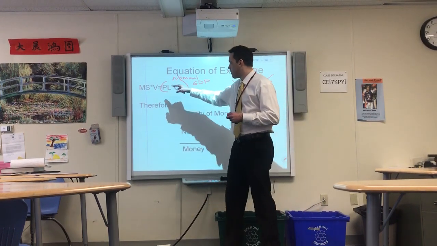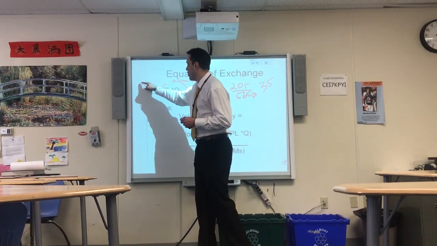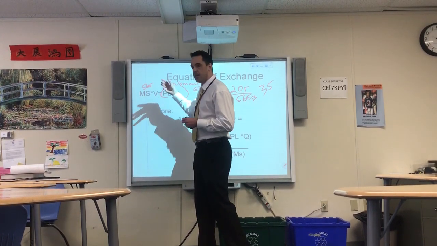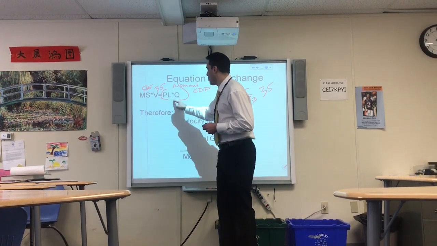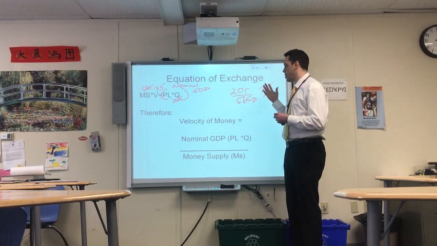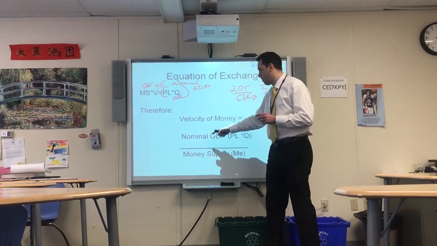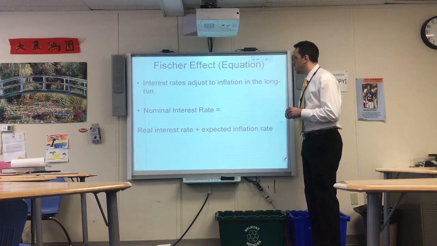So what we're saying is the money supply times the velocity, so this would be 565 times 35 equals 20 trillion. That's what the equation of exchange is saying. And velocity of money equals nominal GDP divided by money supply.